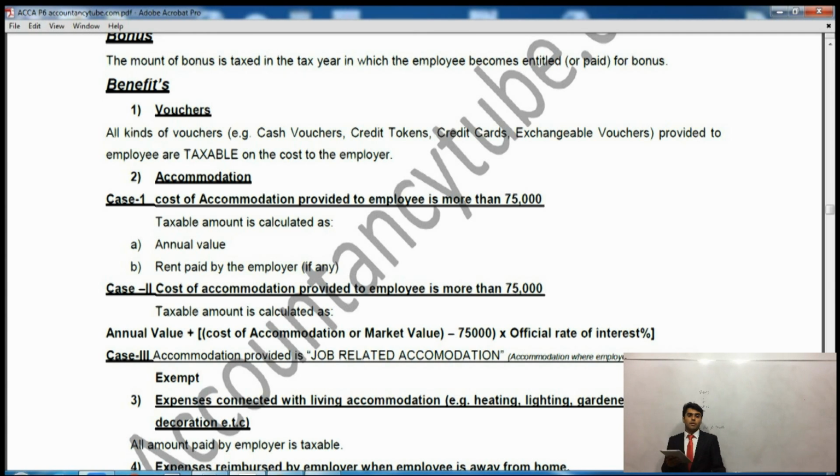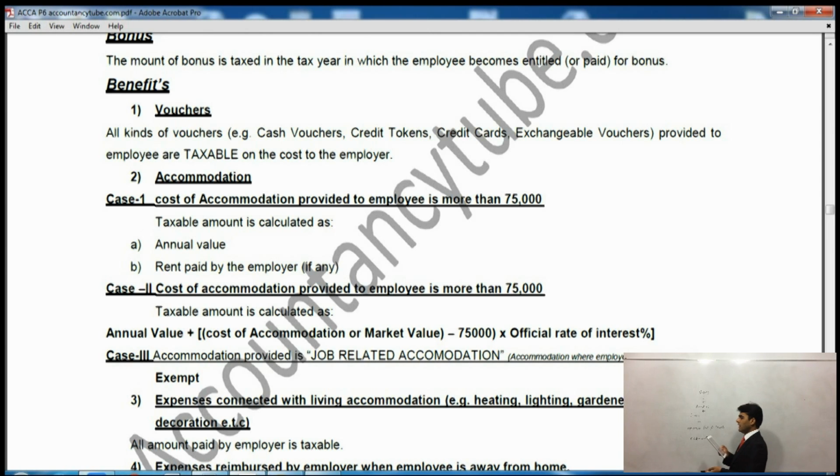Say for example, if the accommodation's value is £100,000 and the annual value is £1,000. So £1,000 plus 100,000 less 75,000 into how much? 3%, you're right. All right. So that's the way to calculate it. And the third case, we already know it.